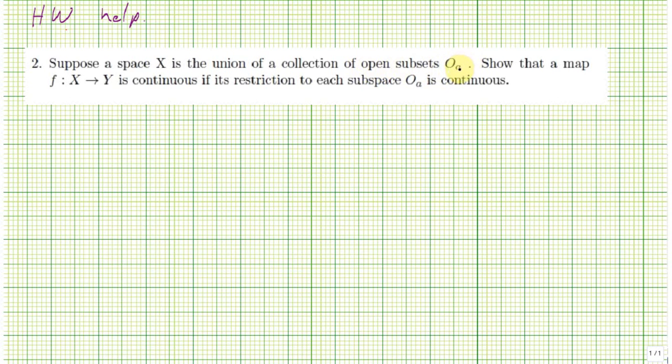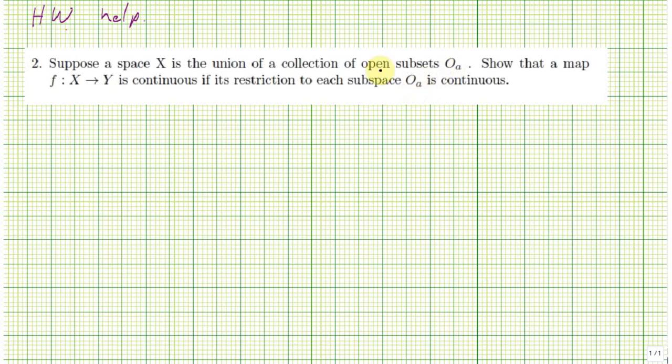O sub A. So in other words, you have this collection of subsets that covers your whole space. So every point in your space is in one of these subsets at least. They can overlap some, but we know that they cover the whole space. Show that a map F from X to Y is continuous if its restriction to each subspace O sub A is continuous.